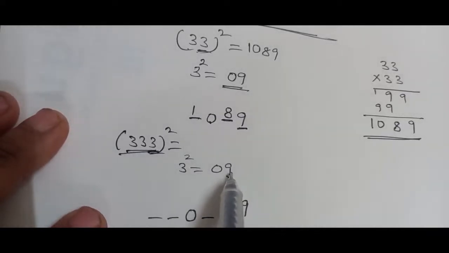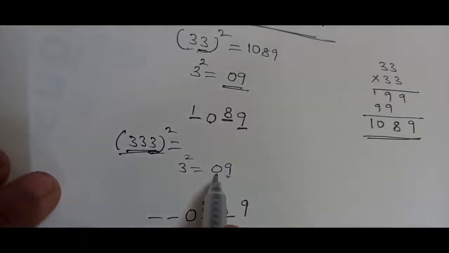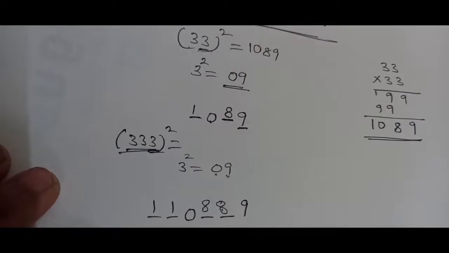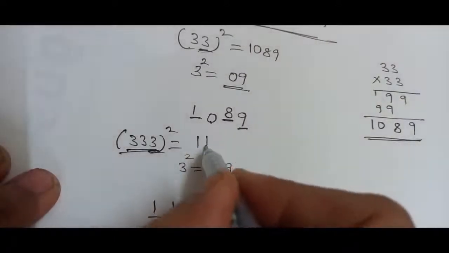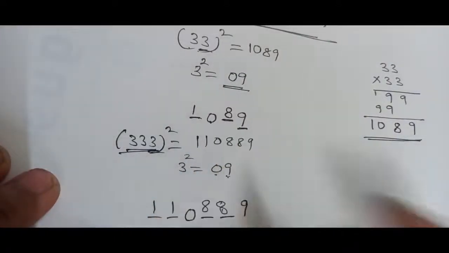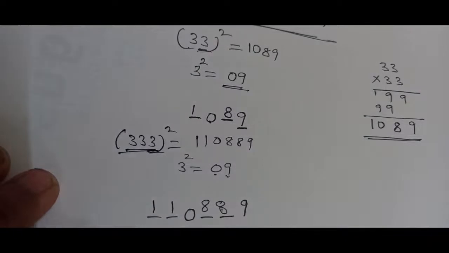Decrease one from this number, so you'll get 8, 8. Increase one to this number, so 0 plus 1 becomes 1, no? Right, fill it here, 1, 1. So this is the answer, 110889. Is it clear?